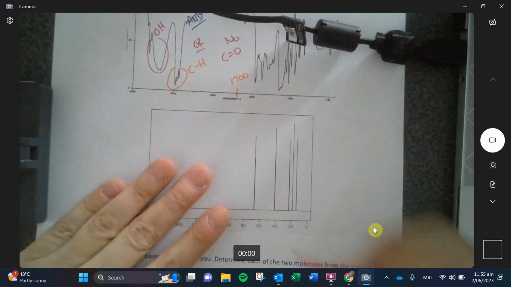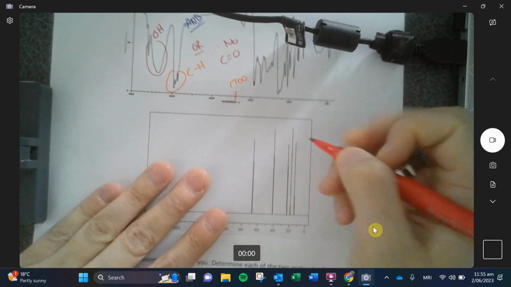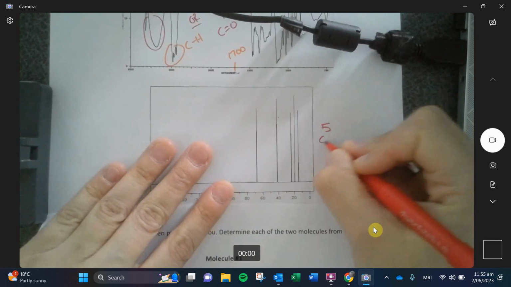On molecule number 2, CMMR, we see the same thing. 1, 2, 3, 4, 5 carbon environments.